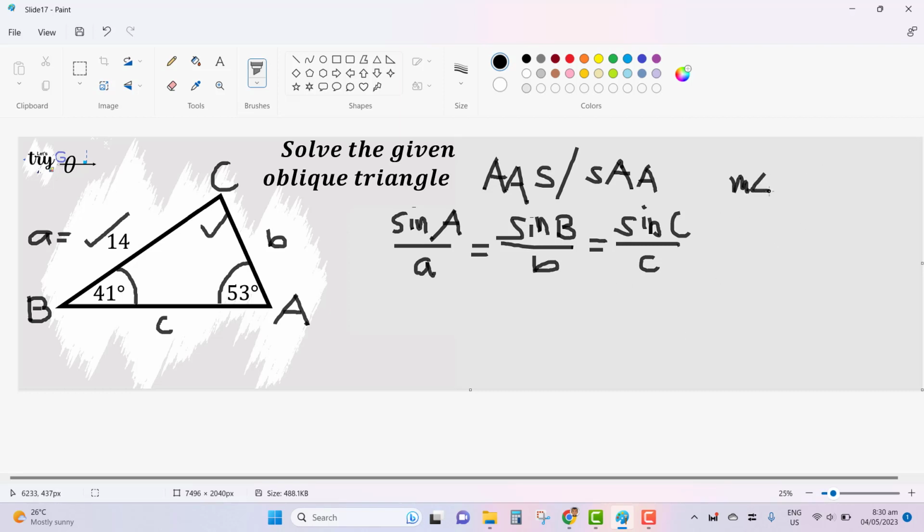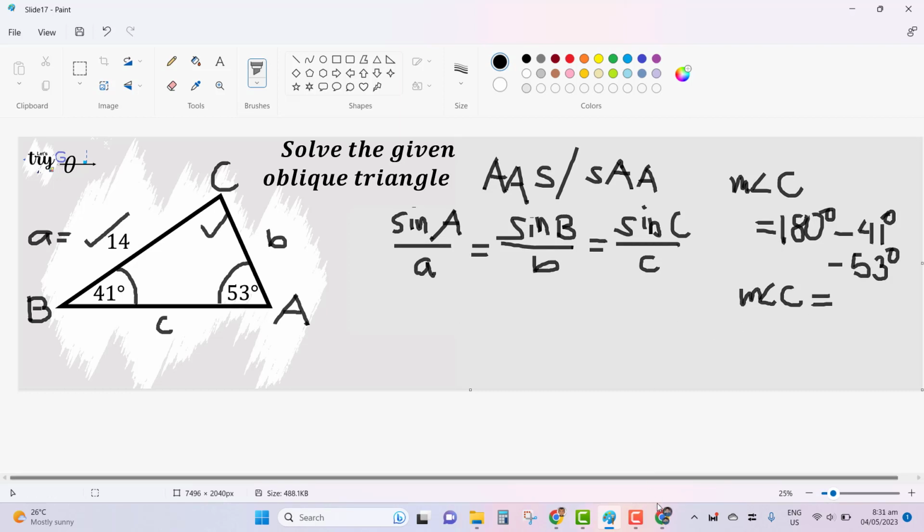The measurement of angle C can be solved by subtracting the two given angle measurements from 180 degrees. This is in connection to the triangle angle sum theorem. So we are going to subtract those two from 180 degrees. So you have 180 degrees minus 41 degrees minus 53 degrees. Therefore, the measurement of angle C is exactly equal. We will not be using approximation. It's exactly equal because the two given angle measurements are exact.